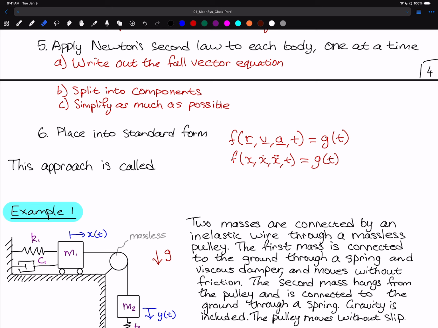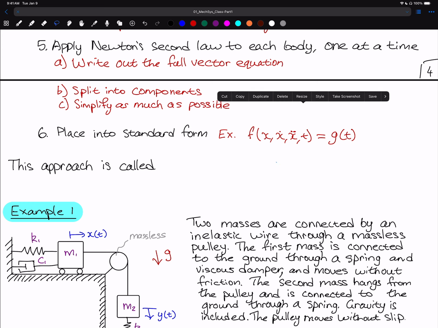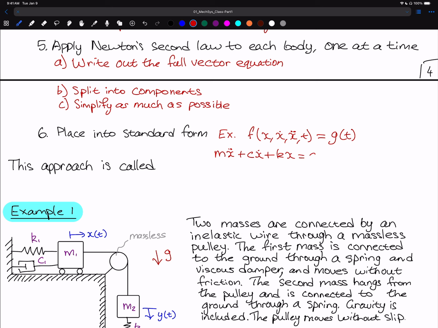In fact, let's go ahead and erase the vector form of this, and we'll put here an example. Because we're going to have scalar equations at this point, we won't be dealing with vectors because we've broken up all of those components. In standard form, we're going to have something like, as an example for a harmonic oscillator, m x double dot plus c x dot plus k x is equal to g of t. That's our example. This is our standard form.